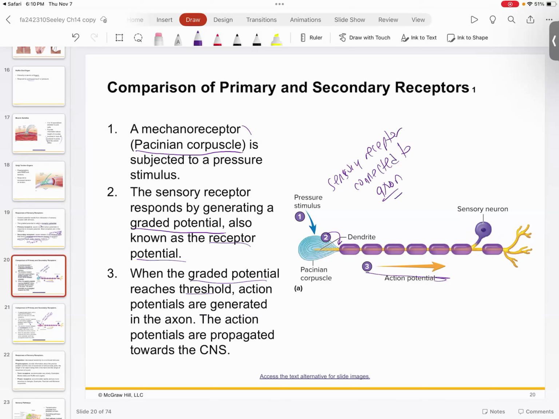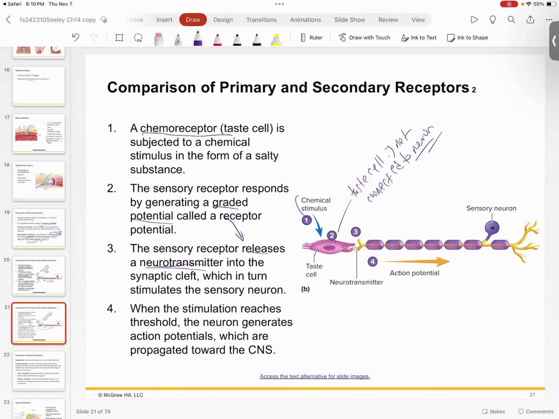And as a result, when the sensory receptor creates a receptor potential, it can directly pass it on to the axon. But in the secondary receptor, the receptor is part of a cell that is not connected to the axon. And so in order to relay what it has sensed, it has to bundle that up into a neurotransmitter that can then relay that information to the axon. And that's exactly what's happening here.